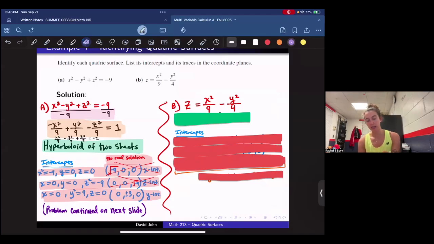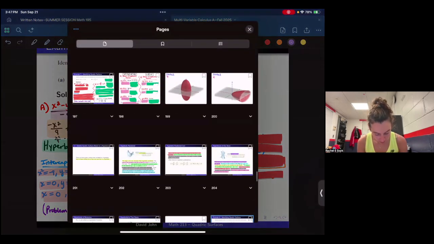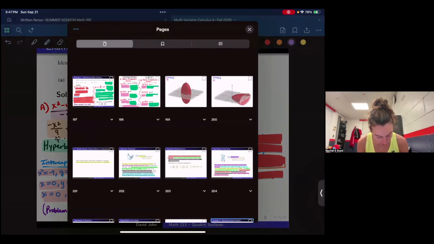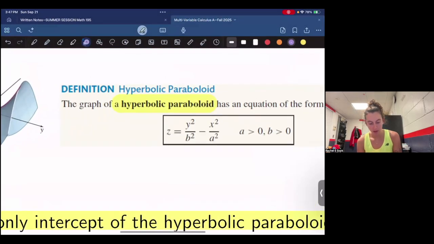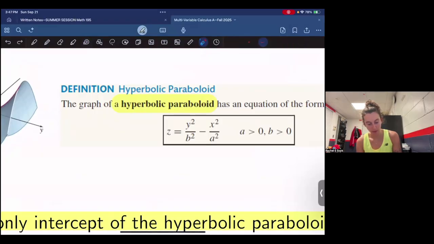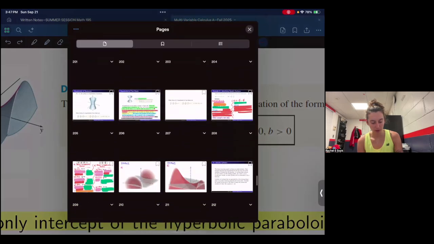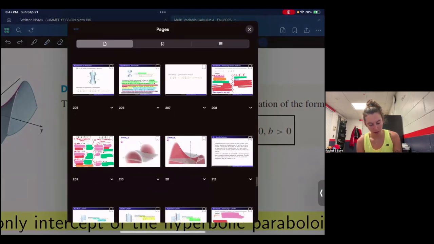And so z is equal to x squared over y minus y squared over 4. Z is equal to this. Okay, so what do we have? We have our hyperbolic paraboloid. And let's see if I can go back to that general form. Our hyperbolic paraboloid. It's in its perfect form. So now let's go back.